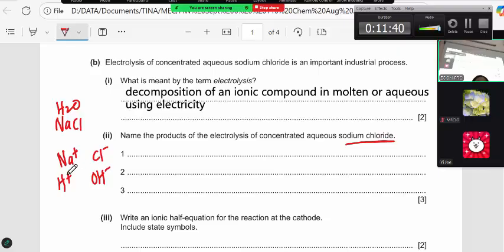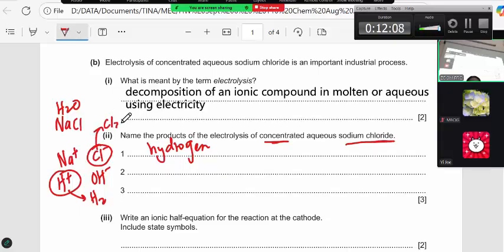So remember, for the cation, you choose who? Sodium or hydrogen? Hydrogen. So the hydrogen ion will become hydrogen gas. So your first product is hydrogen. Hydroxide and chloride, who do you choose? Chloride. If it's concentrated, you choose chloride. Chloride will become chlorine. So your second product is... who is left?